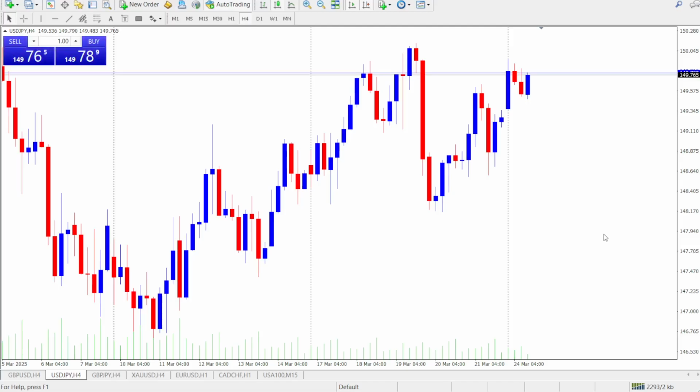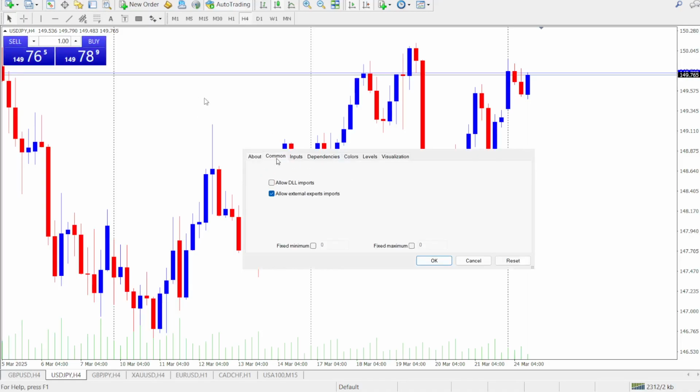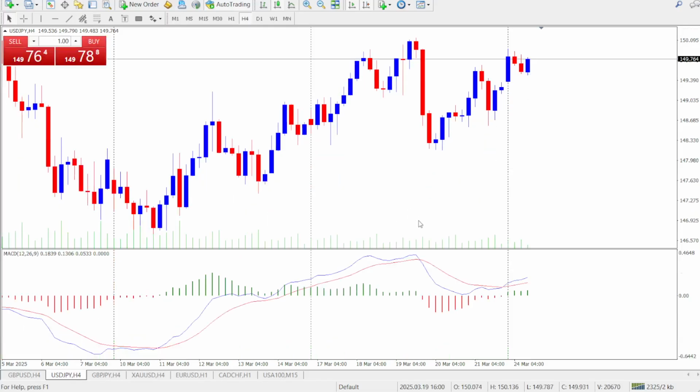Okay, now let's just break it down real quick. I'm going to start by adding the indicator to the chart. The MACD two-line indicator. Okay, this is how the indicator looks. All right, so the MACD two-line indicator is actually an improved version of the classic MACD that is designed to give traders a clearer view of market momentum.